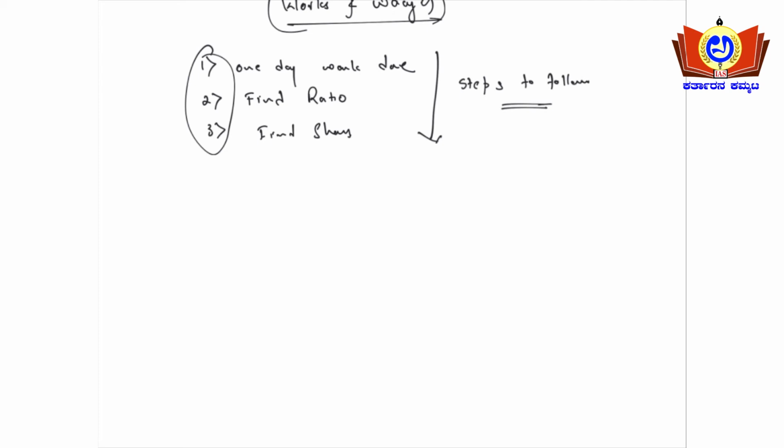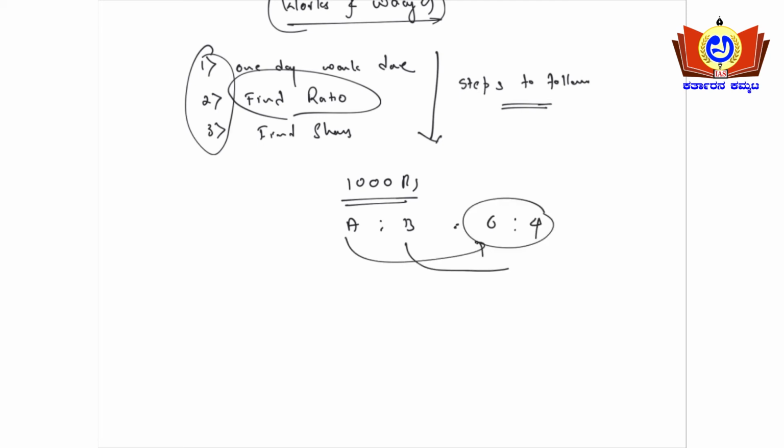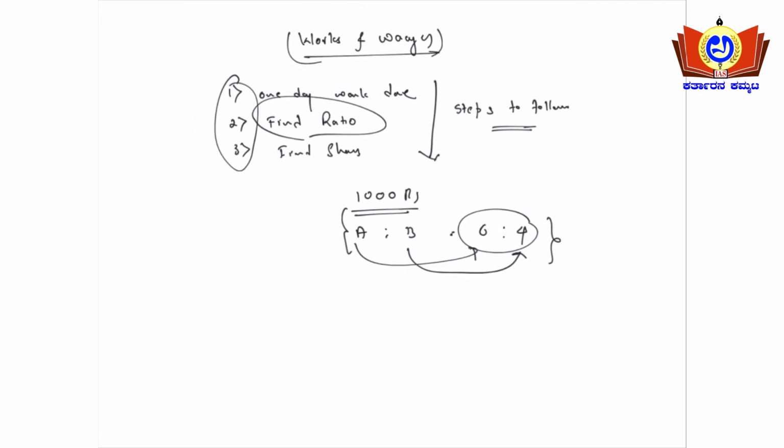For example, if they are working for 1000 rupees, then after finding the ratio you get that A is to B is, say, 6 is to 4. So what is the share of A? 600. Then B is 400. It is as simple as that. So you need to take care to follow these steps in an organized way.